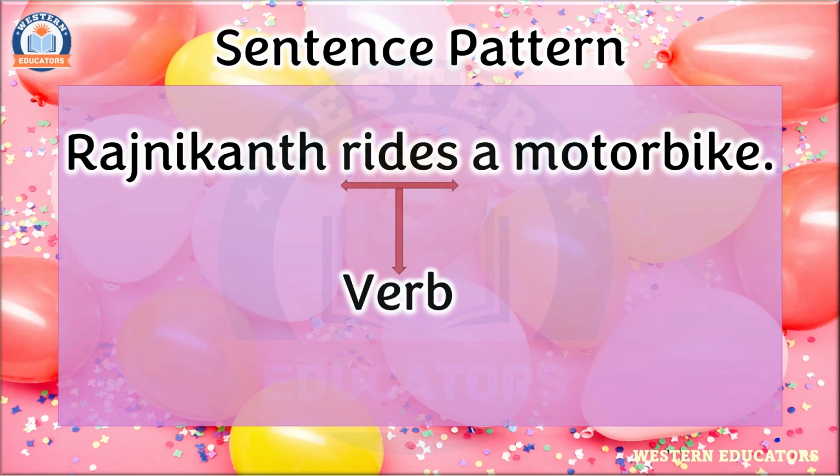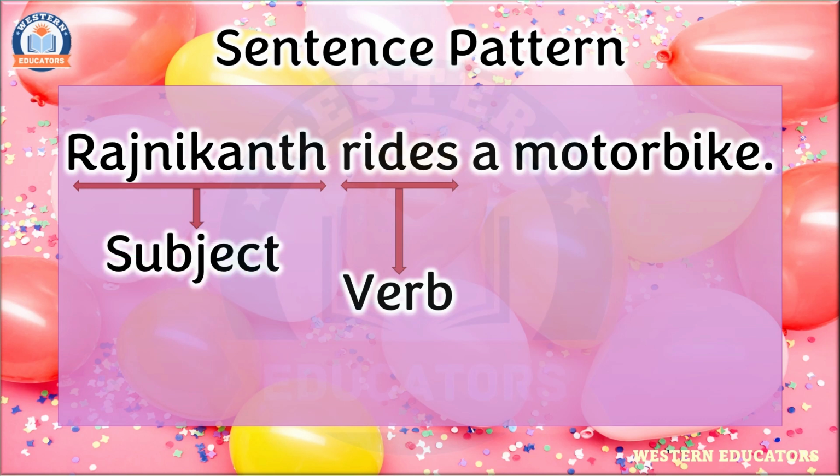Verb: the one who does that action can be called the subject. So here we have Rajnikant as the one who rides the bike. So Rajnikant becomes the subject of the verb, and what he rides, that is none other than a motorbike. So the motorbike becomes the object of the sentence.